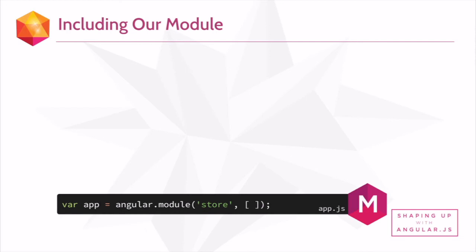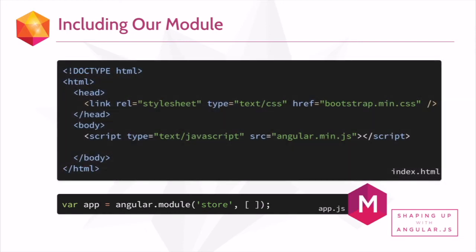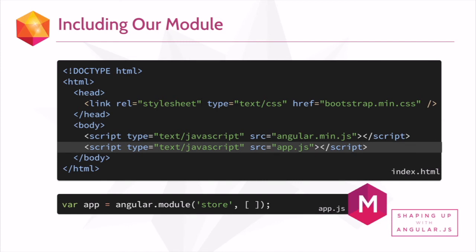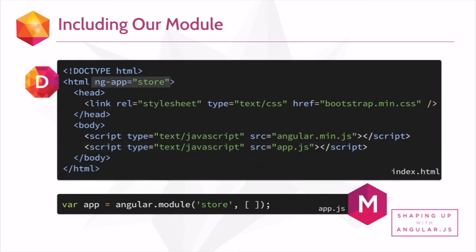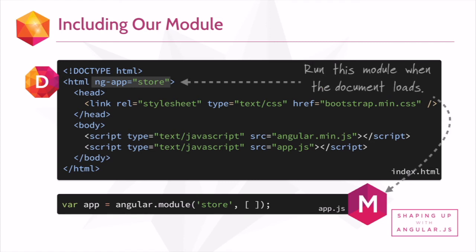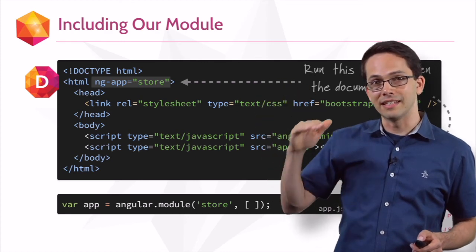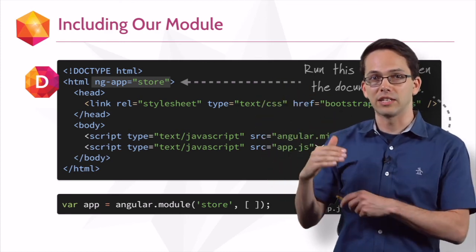This piece of code is going to live inside an app.js file. So we're going to need to include that in our HTML, as you can see right here. Then we'll need to add an attribute to our HTML tag. In this case, ng-app equals store. ng-app, remember, is another directive. This directive creates an Angular application by running this module when the document loads. The module isn't doing anything yet, but just by including it, it's going to treat the HTML inside of this element as part of the Angular app.